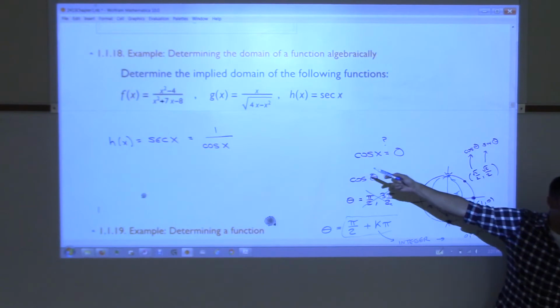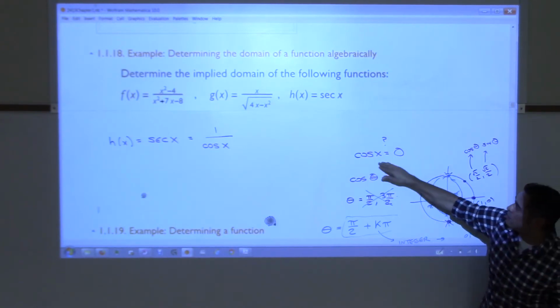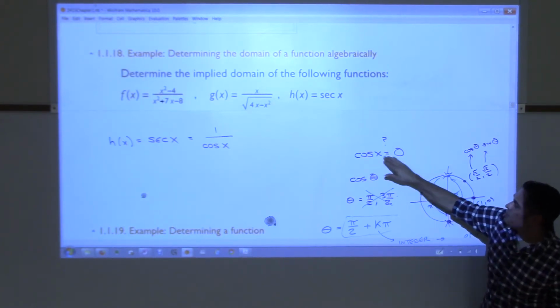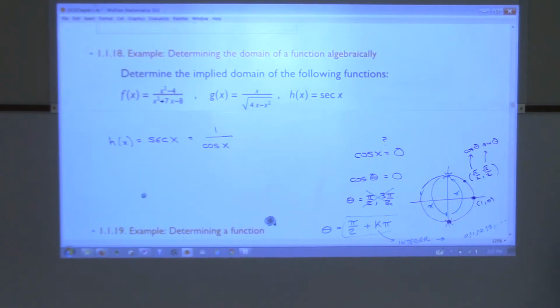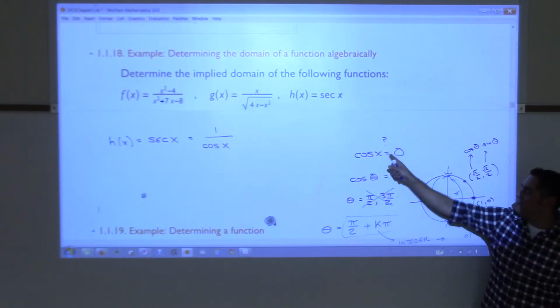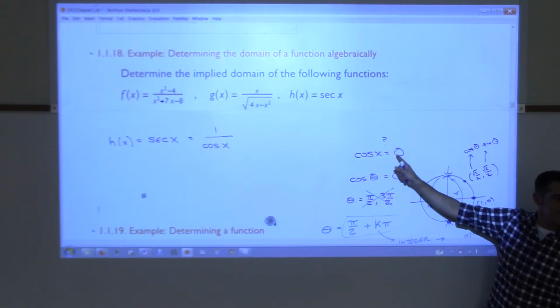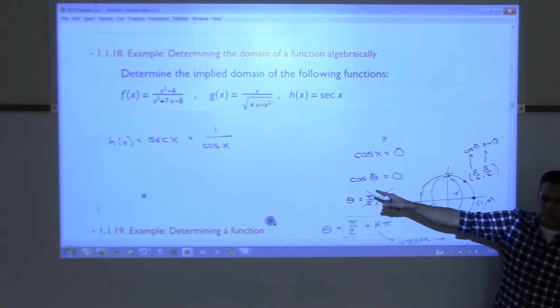Now, that's not the answer to the problem, but we were asking ourselves, at what angles is cosine 0? We said this is it. So how do we represent our domain? Because we don't want those, right? These are the things we don't want, because this would make it 0, wouldn't it? And that would give us division by 0.